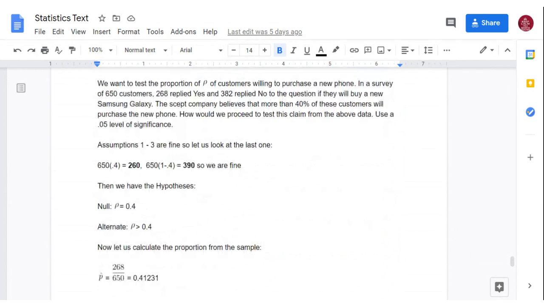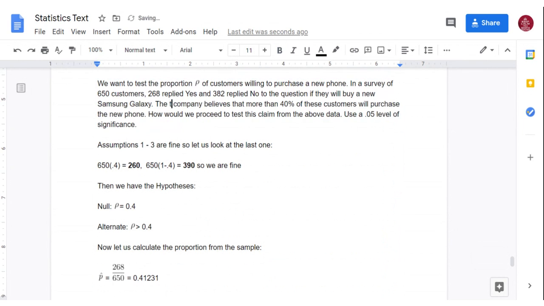All right, so we want to test the proportion P of customers willing to purchase a new phone. In a survey of 650 customers, 286 replied yes, and 382 replied no to the question if they will buy a new Samsung Galaxy. The company believes that more than 40% of these customers will purchase a new phone. All right, more than 40%. How would we proceed to test this claim from the above data?